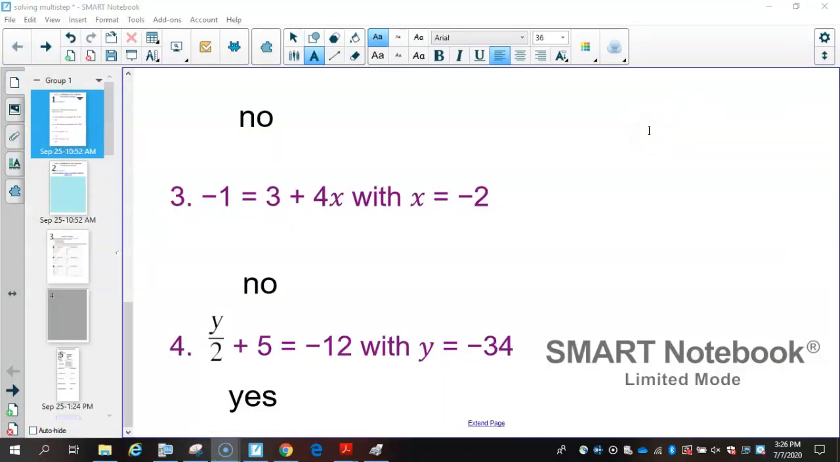So whenever the question asks to determine if the following is a solution or determine which of the following are solutions, really all you have to do is evaluate.